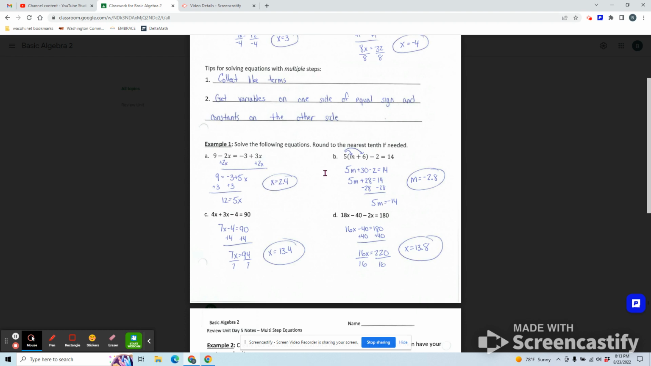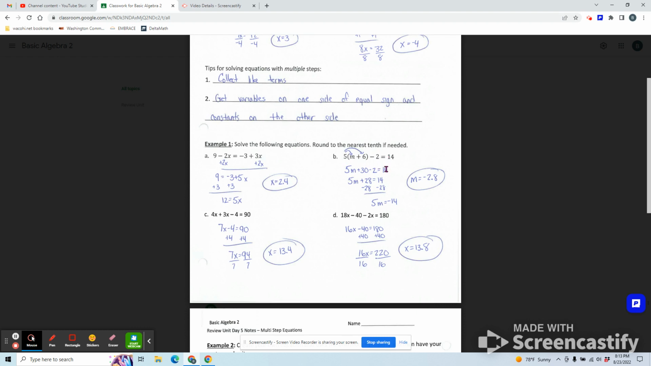Let's look at letter B. So on this one, I have parentheses. I have to get rid of those parentheses first. So the easiest way is to distribute your 5. So I distribute the 5, distribute the 5. That's what those arrows are showing. So 5 times 1m is 5m. 5 times 6 is 30. And then everything else stayed the same, a minus 2, an equals, and a 14.